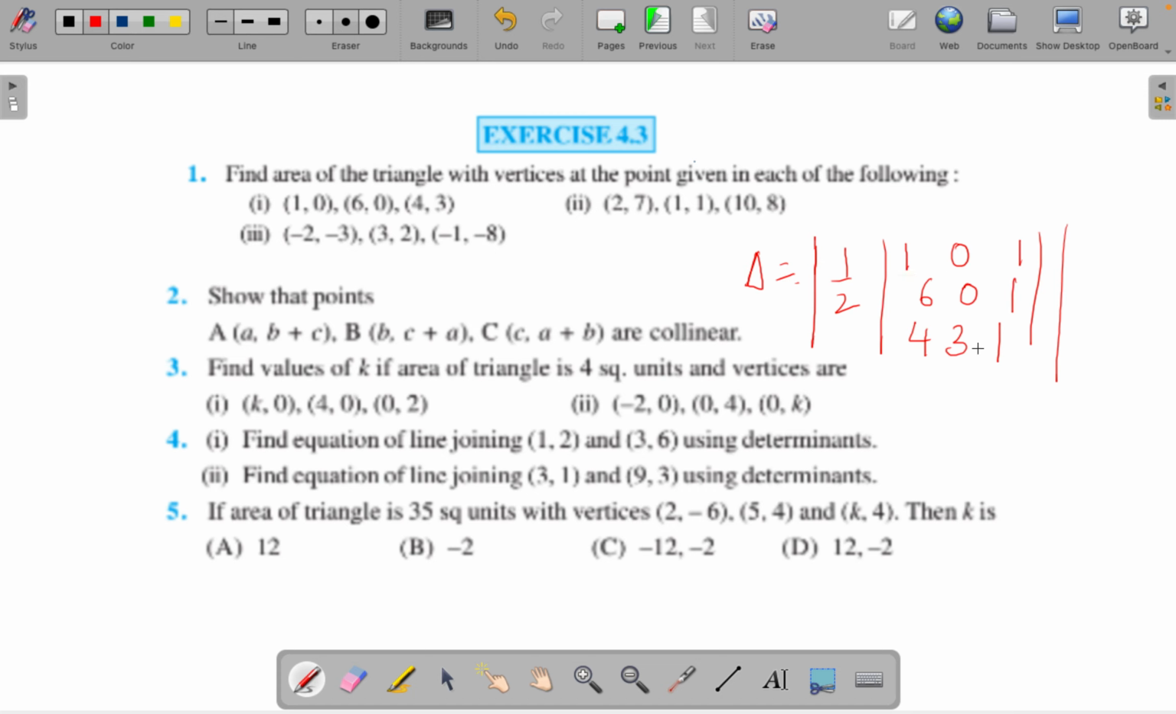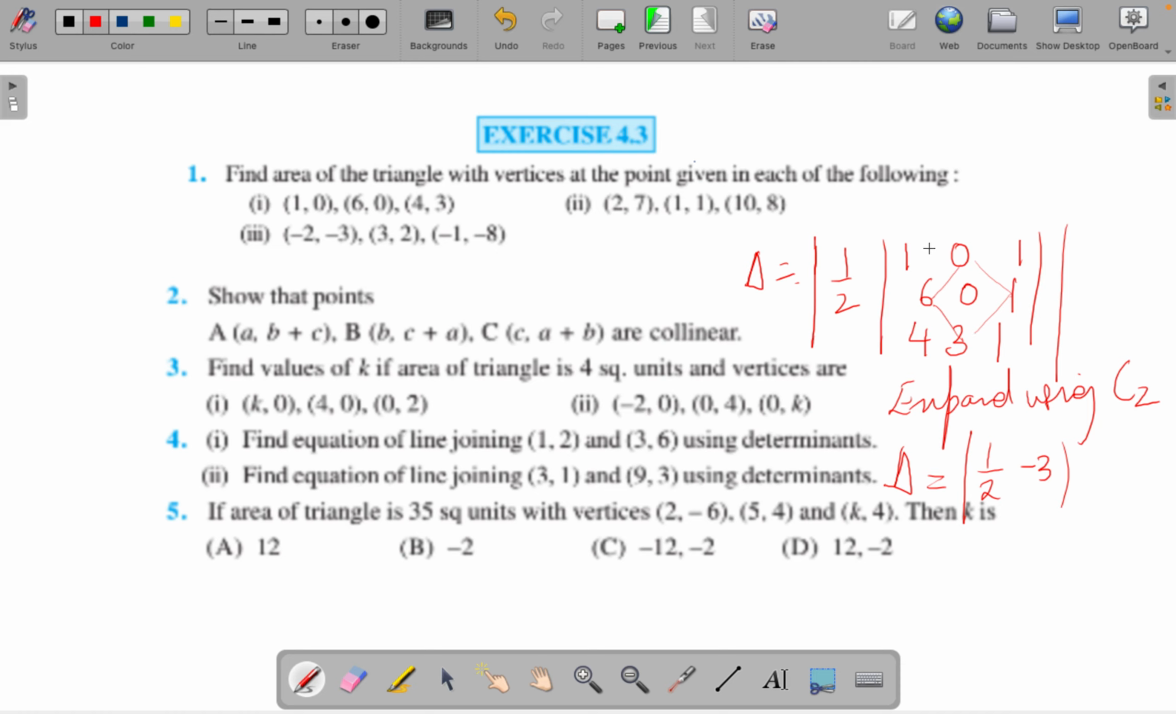Row 1, row 2, row 3, column 1, column 2, column 3. So how will you find out the shortest method? Check which has the maximum zeros. So you can expand using C2, and when you expand using C2, children, obviously we don't need to write the 0 terms, we directly have to write this 3. And when we write this 3, a minus sign will come with it. If you remember, in these positions the sign changes, so +3 will become -3.